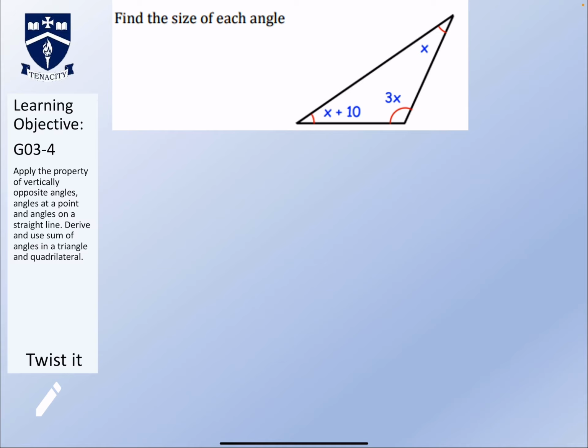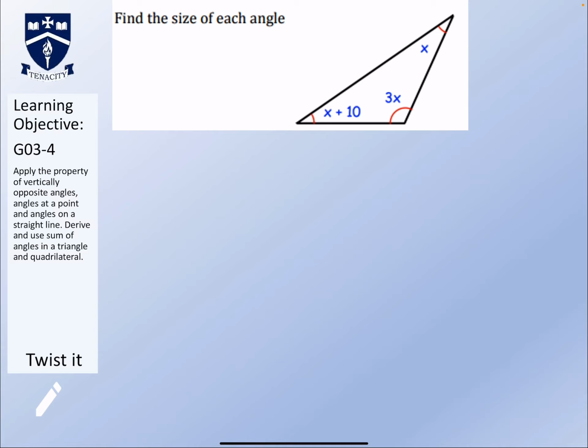Final types of question. We could have algebra contained, so some of the questions in the exercise contain algebra. So when I look at these, I need to link the angle rule, but I also need to be thinking about solving equations. Now we've already been solving equations over the past few weeks.